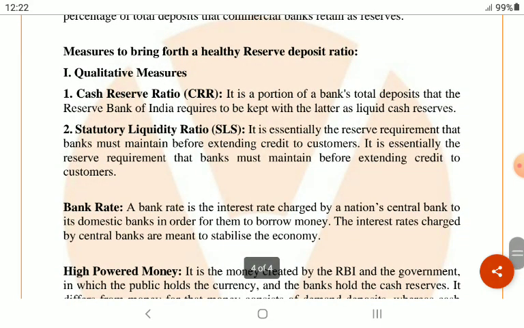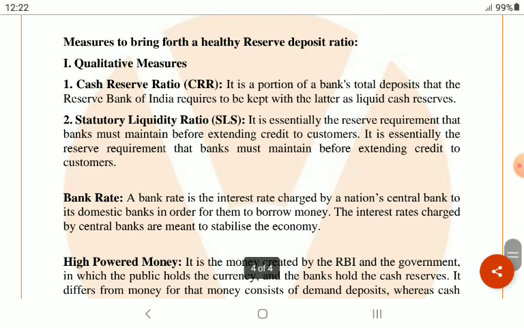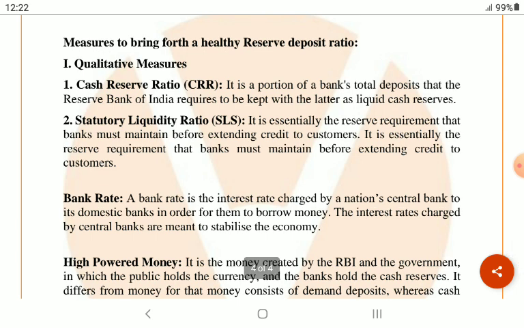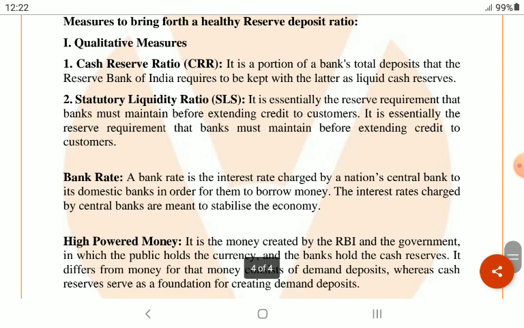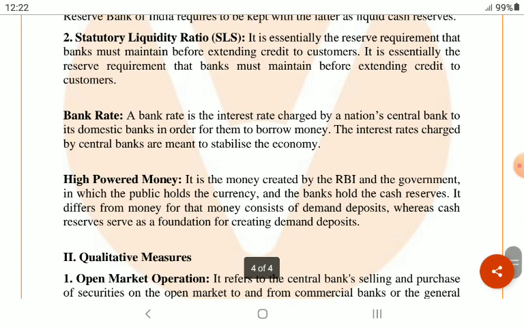Next are the measures to bring forth a healthy reserve deposit ratio. First are the quantitative measures. The first is the cash reserve ratio, and the second one is the statutory liquidity ratio. Cash reserve ratio is the portion of a bank's total deposits that the Reserve Bank of India requires to be kept with it, as a liquid cash reserve. And statutory liquidity ratio is an essential reserve requirement that banks must maintain before extending credit to customers. So these are also 2 marks or 3 marks questions they may ask.